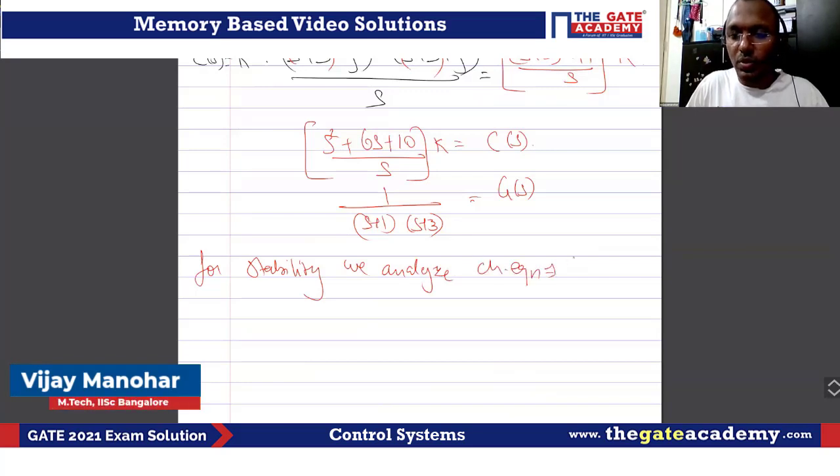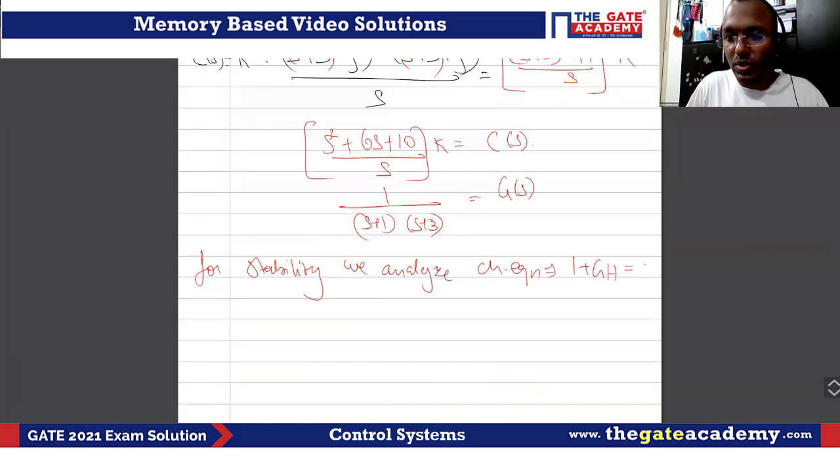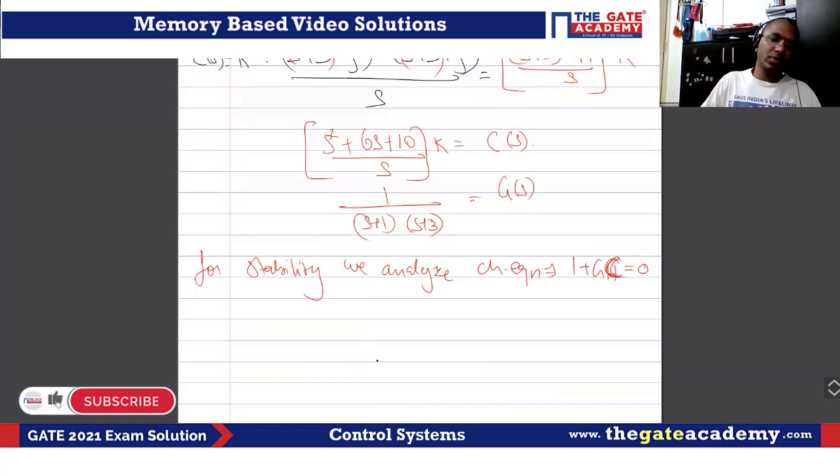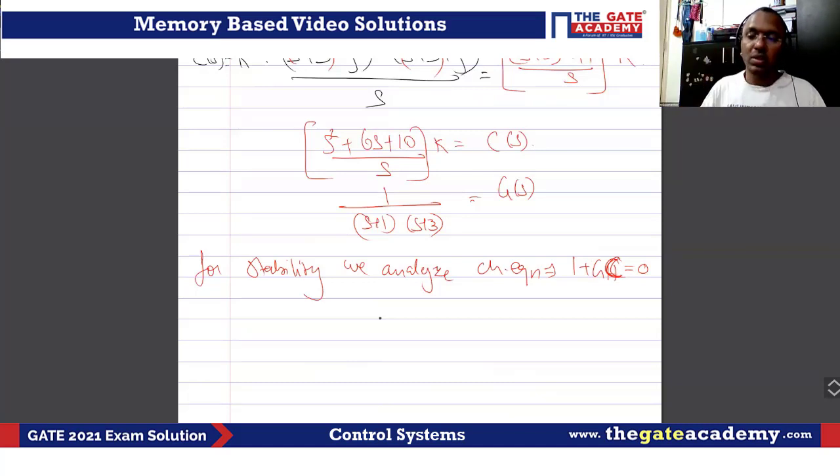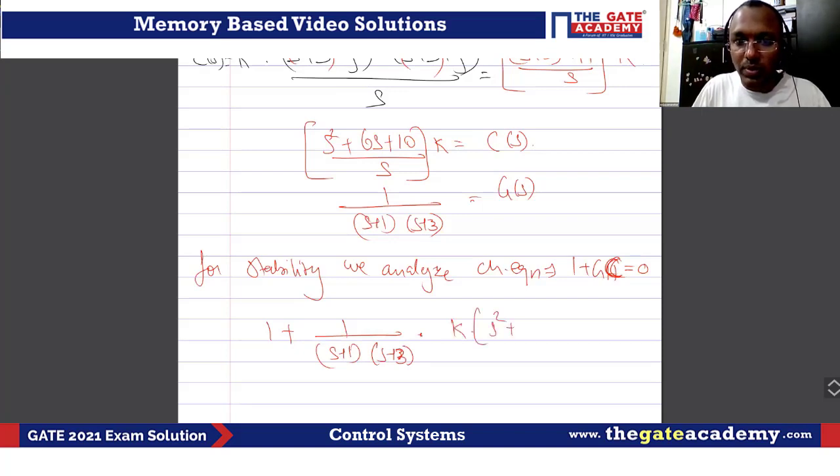the characteristic equation, that is 1 plus GH equal to 0, or in this case it's 1 plus CG equal to 0, correct? Here H is 1, the forward path transfer function is G into C, so it is GC. So 1 plus GC equal to 0. That gives me 1 plus 1 by (s plus 1)(s plus 3) into k into (s square plus 6s plus 10) divided by s is equal to 0.